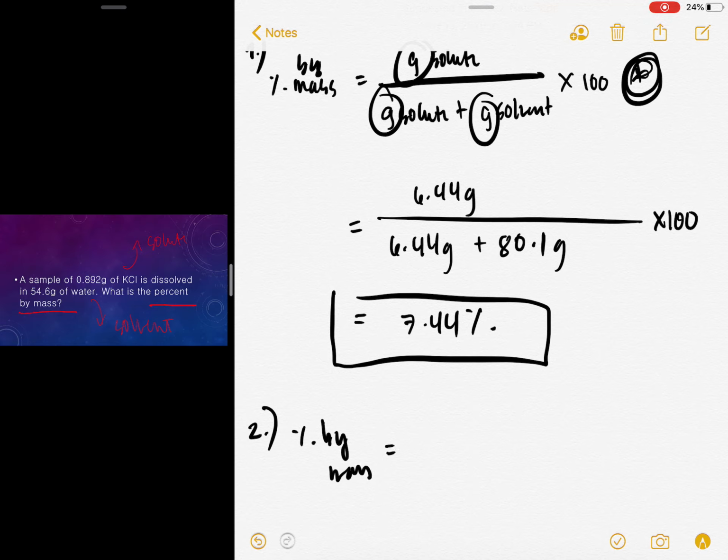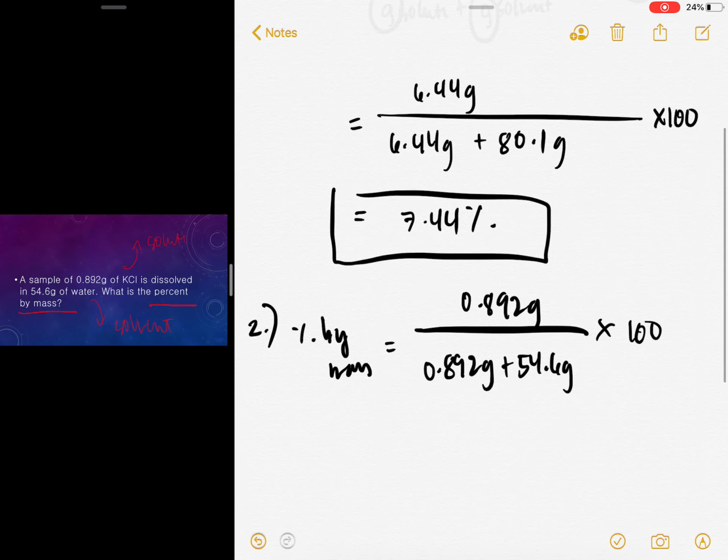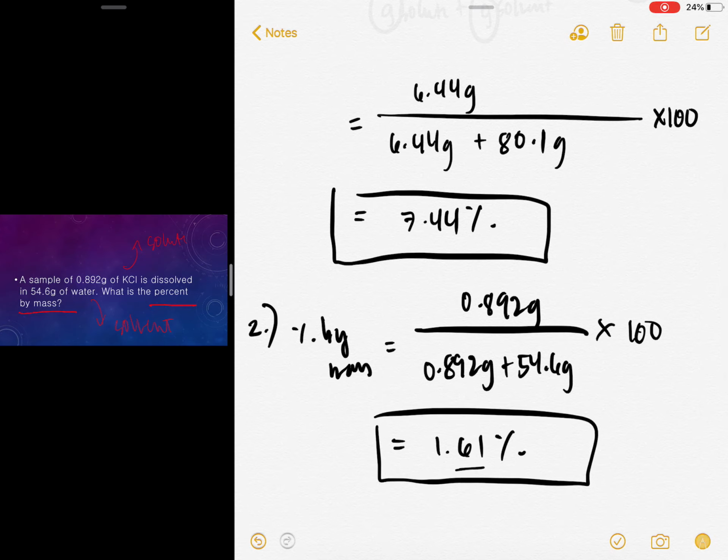So, percent by mass is grams of solute, 0.892 grams over 0.892 grams plus 54.6 grams multiplied by 100. Input sa calcu, 0.892 over 0.892 plus 54.6 times 100. This is 1.61%. So, this is equal to 1.61%. So, pag percentage, laging 2 decimal places ang ating final answer, ha?